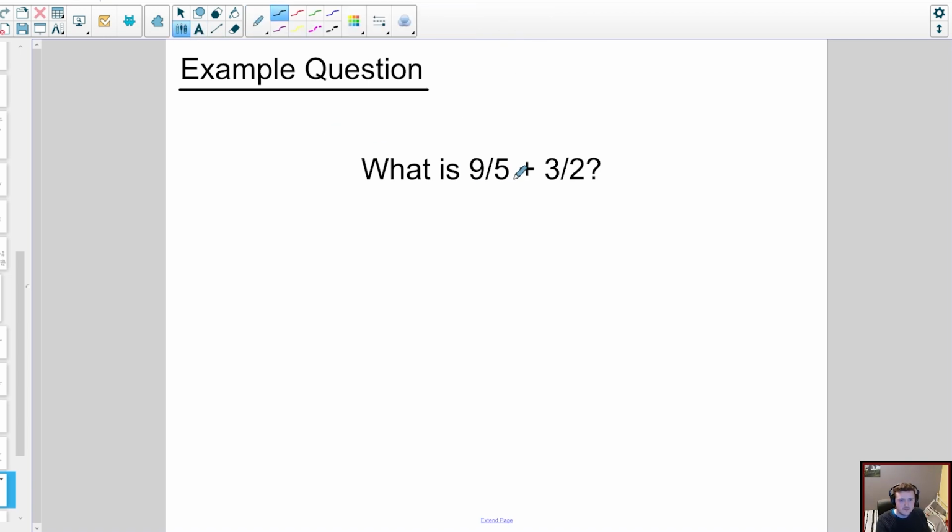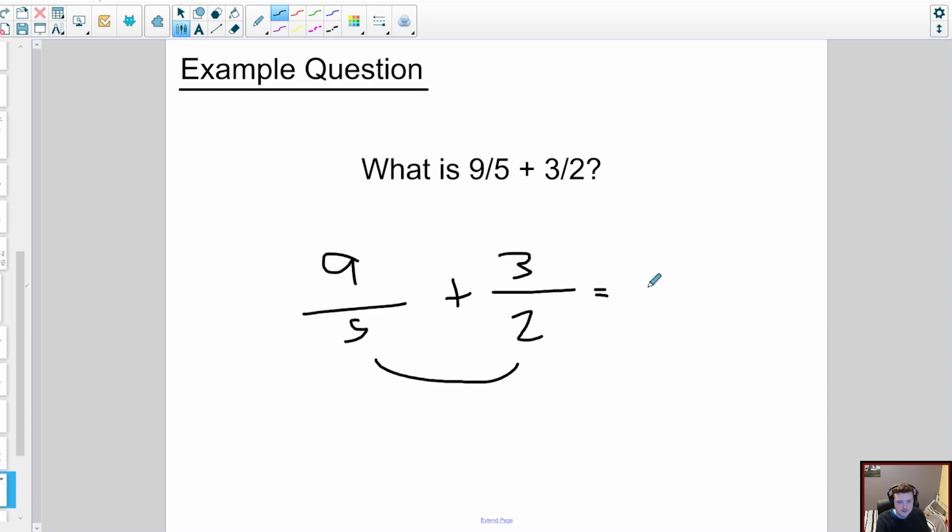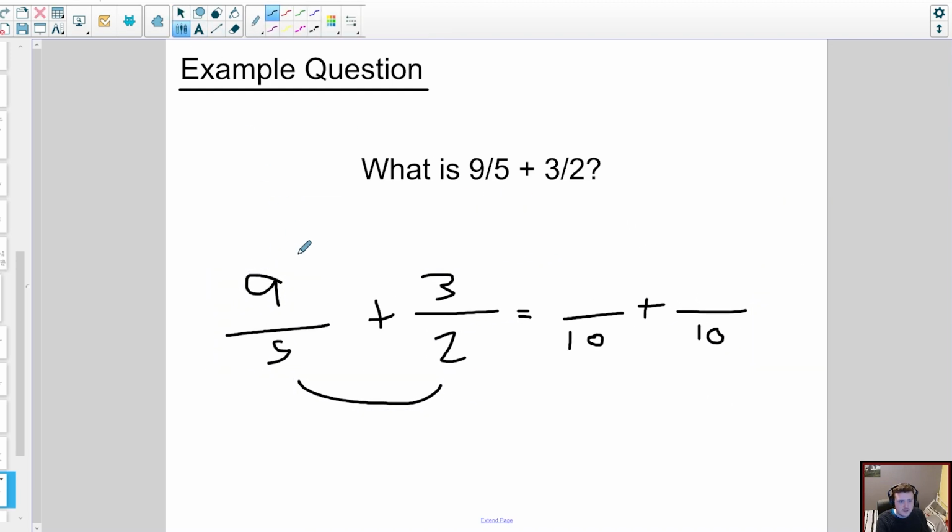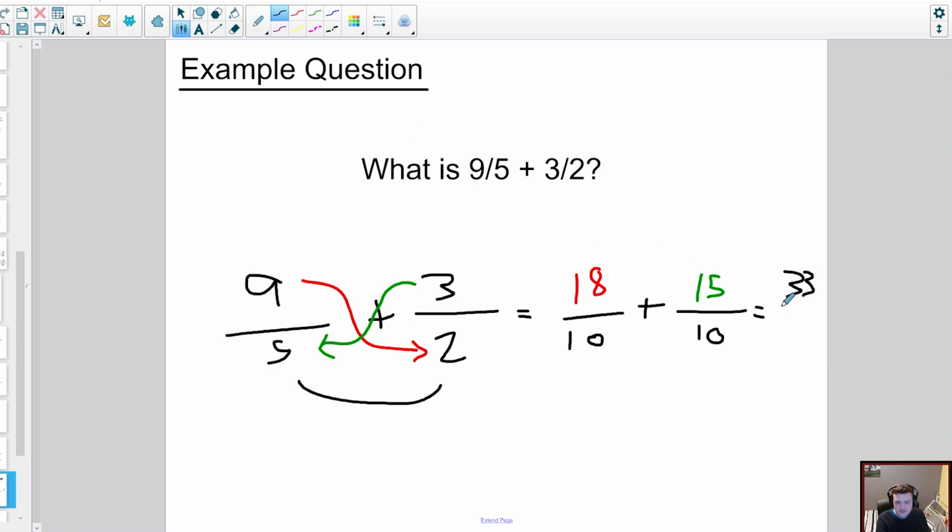So here's an example question. Do the same thing, it's an adding one. So if we remember what we do with adding, 9 out of 5, add 3 out of 2 equals, well, 5 times 2 is 10. So we end up with something out of 10, add something out of 10, okay? Then what we're going to do is 9 times 2 is 18, and 3 times 5 is 15. So our answer we actually ended up with is going to be 33 out of 10. Now they could say convert this into something called a mixed number, but we're going to get into that in just a second. So leave it as a top-heavy fraction for now.